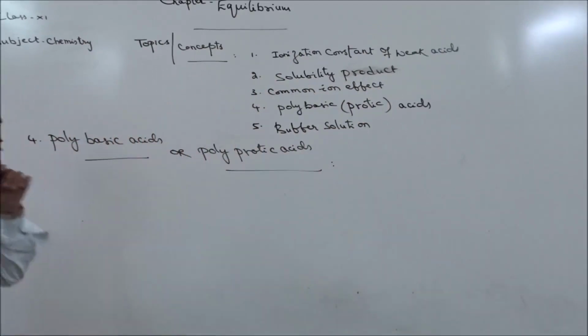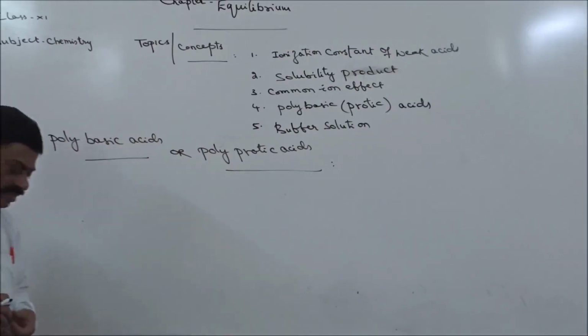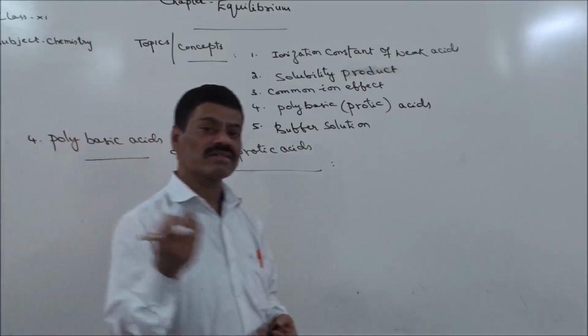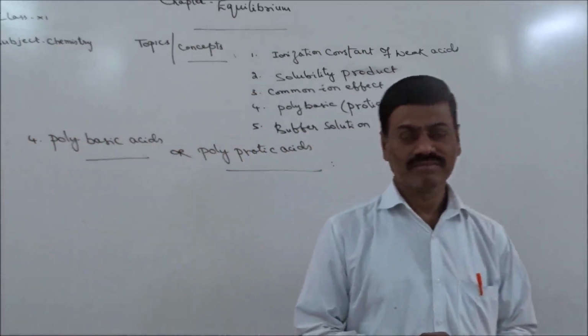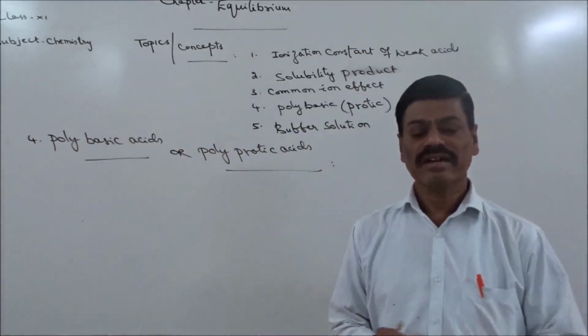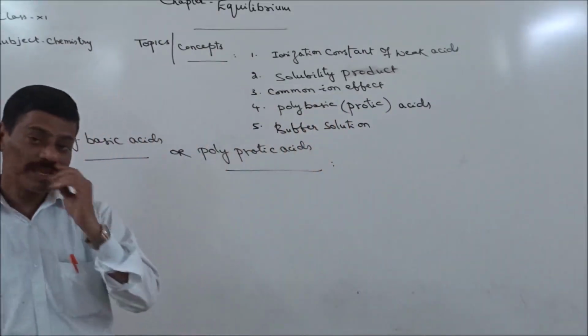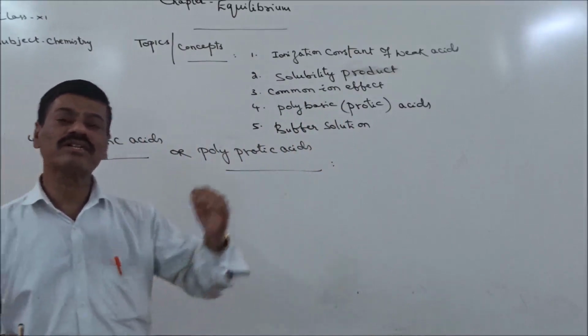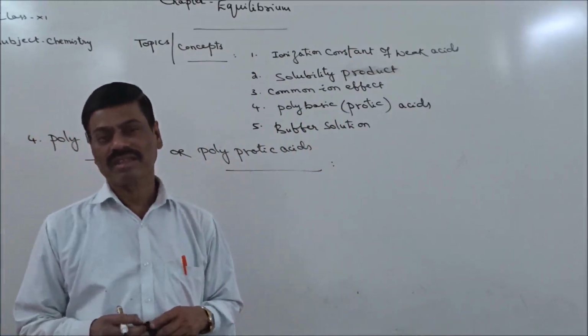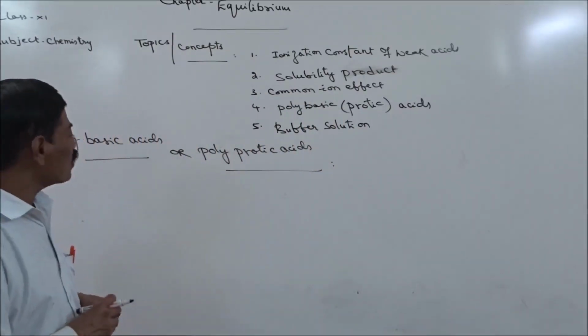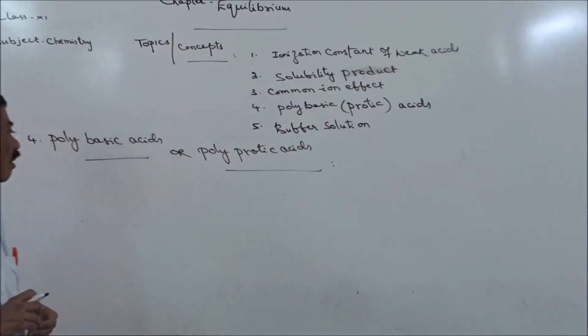Once again, the concept of polybasic acids or polyprotic acids. Those acids which contain many protons in them. Many means here more than one. It can be one proton or two protons or three protons. And in turn, they should be able to donate those protons. Right? Then they are said to be polyprotic acids or polybasic acids.